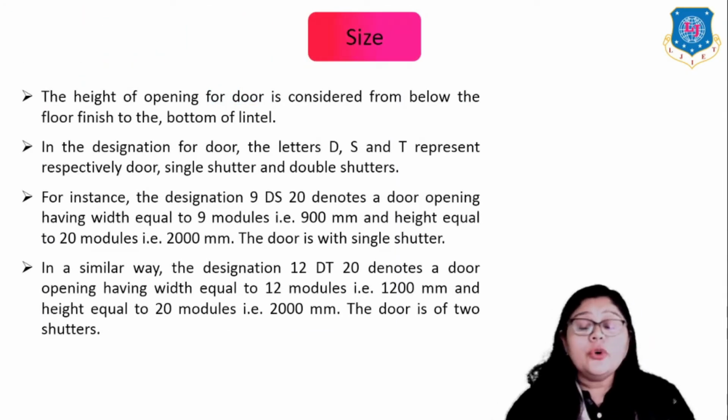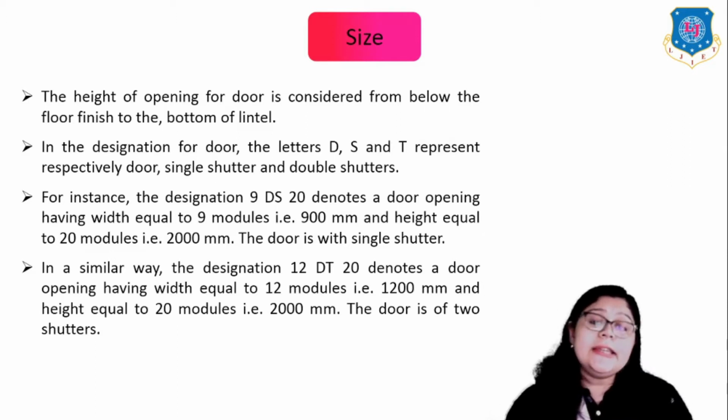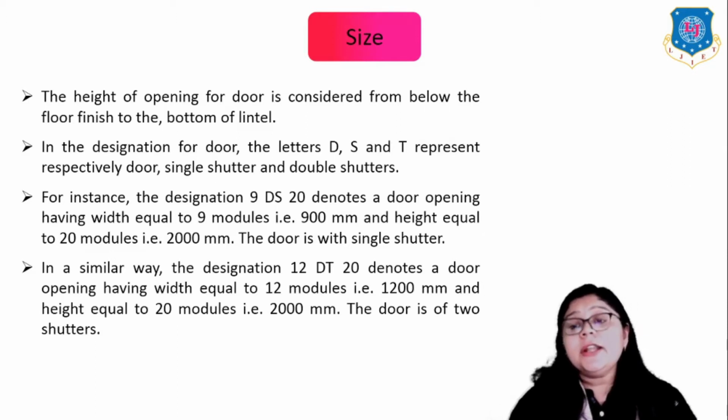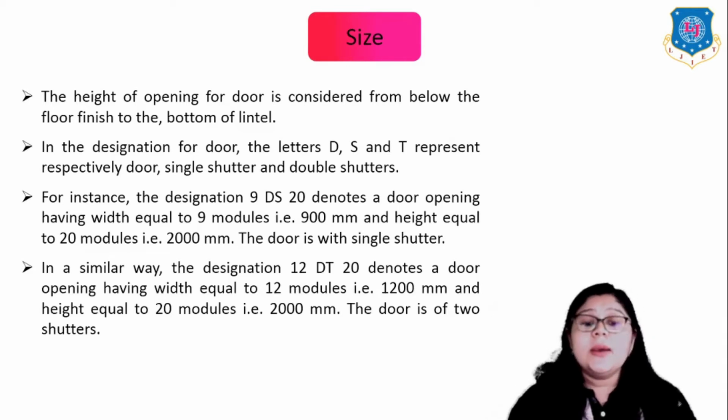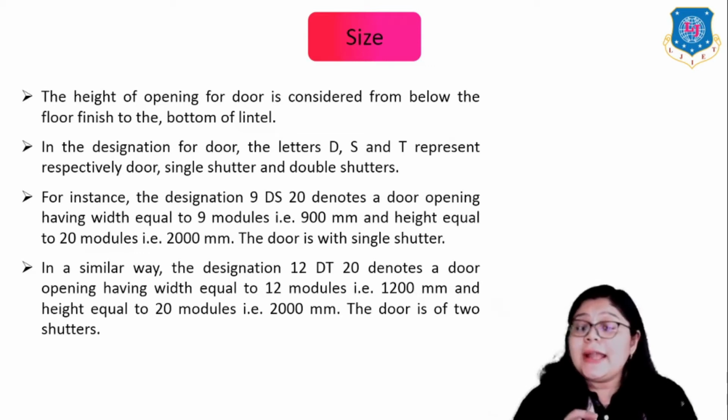The height of the opening of a door is considered from below the floor finish to the bottom of the lintel. In the designation for a door, the letters D, S and T represent respectively door, single shutter and double shutters. For instance, the designation 9DS20 denotes a door opening having width equal to 9 modules, meaning 900 mm, and height equal to 20 modules, meaning 2000 mm.